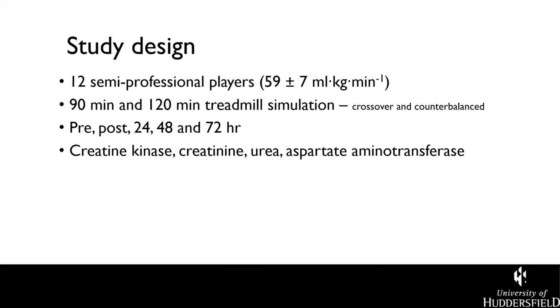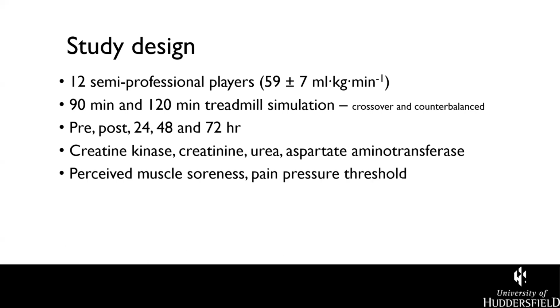In terms of the recovery variables, we used whole blood markers of creatine kinase, creatinine, urea, and aspartate aminotransferase, which are essentially indirect markers of muscle damage and inflammation, and protein metabolism, which I'll touch on more later in the presentation. We also looked at subjective assessments of perceived muscle soreness using the visual analog scale. We also looked at pain pressure threshold assessments using an algometer on the biceps femoris and rectus femoris muscles.